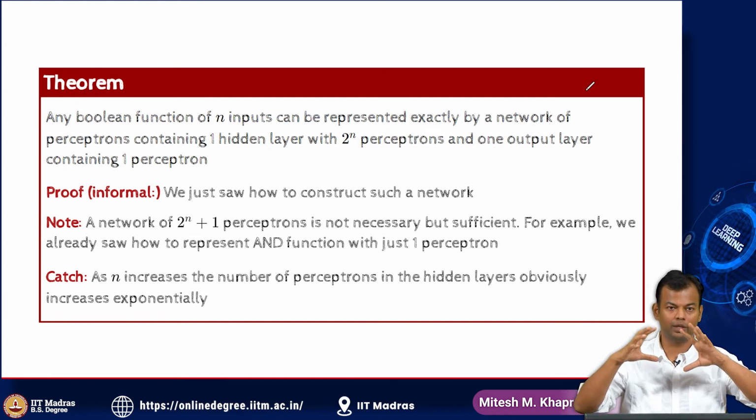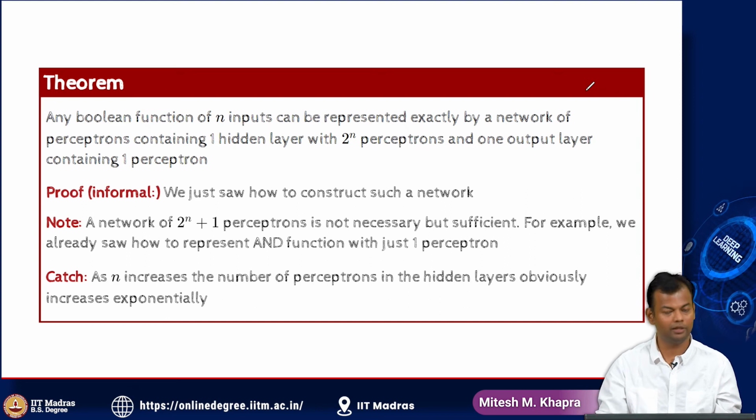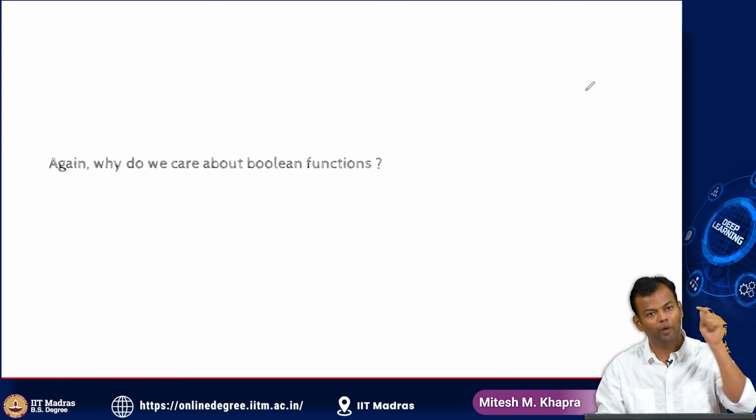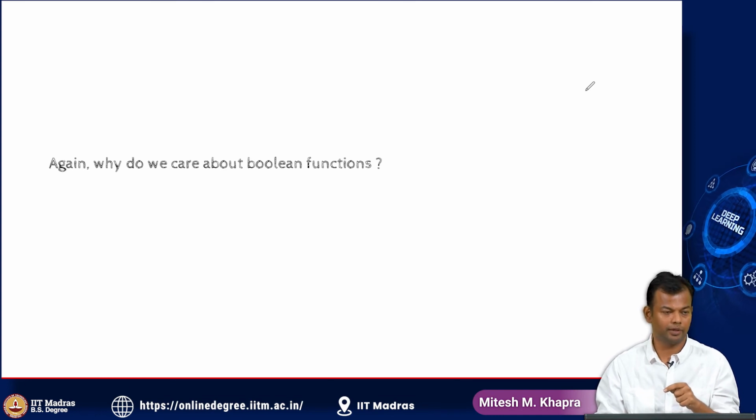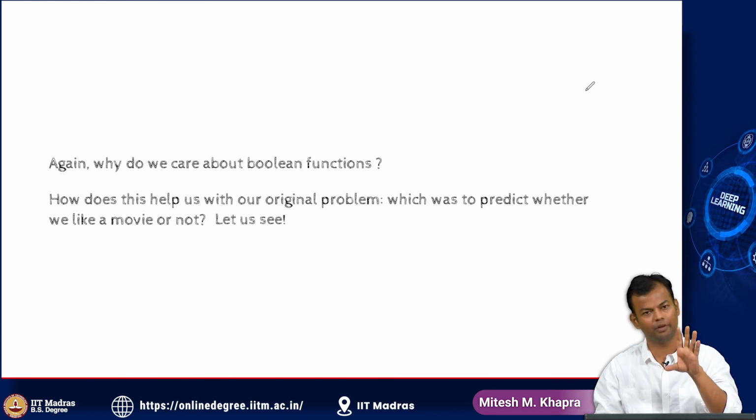How to make this network a bit more compact is a question for later, but now we know that we can handle this with a network of perceptrons. So, again, while we have proved this, why do we care about Boolean functions? Let us try to relate this to a real world example, the same example of predicting movies.